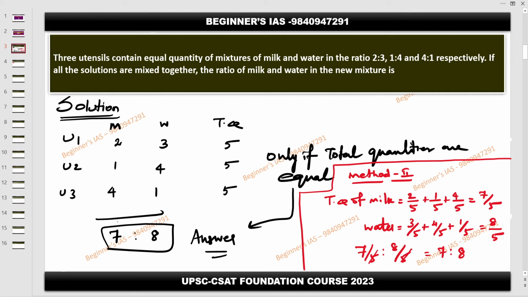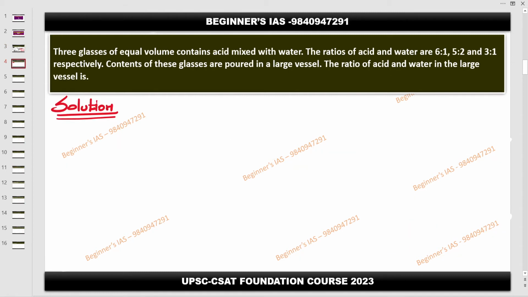Here the question is dealing with the same, but the last one, the third glass, check whether it is the same or not, the total quantity. Different, sir. 65 is to 19. 65 is to 90 is right.